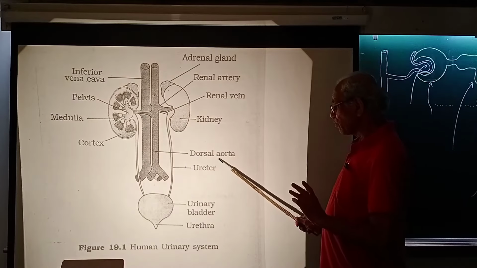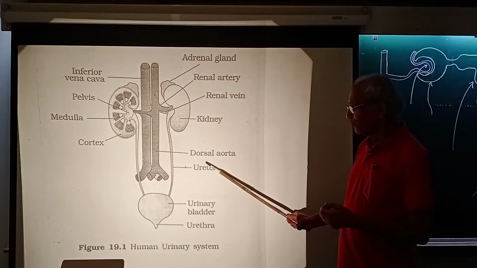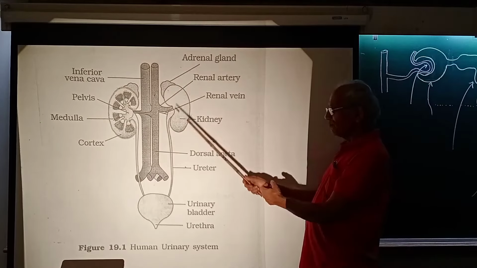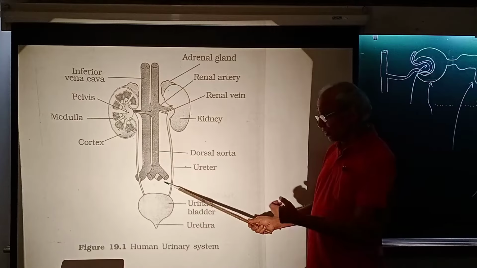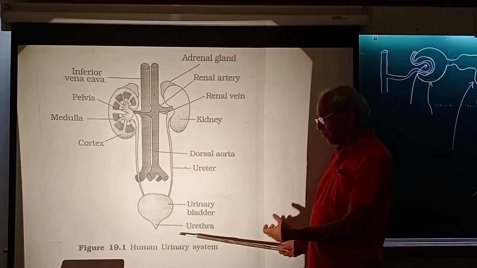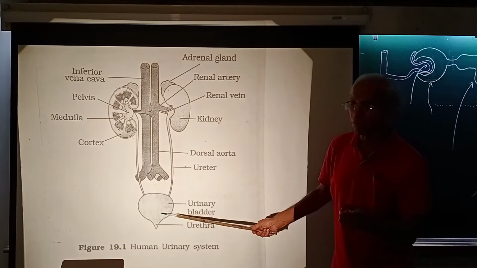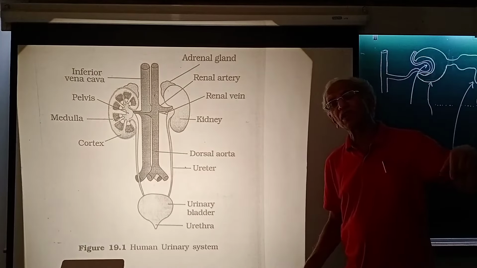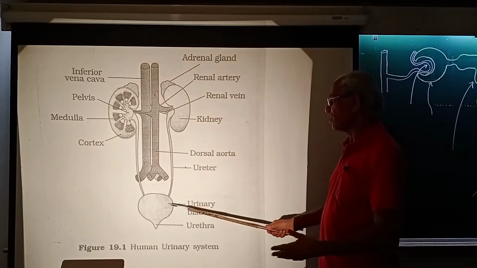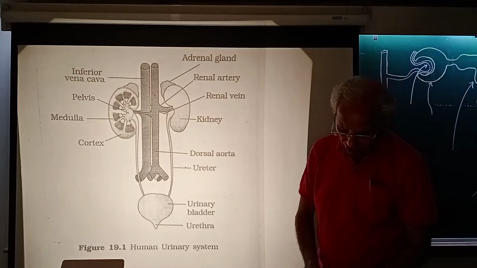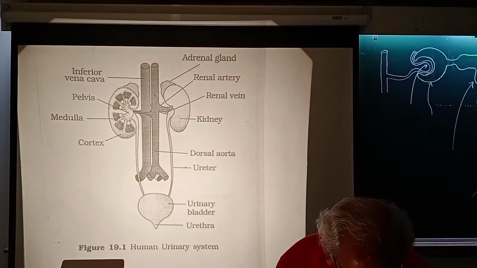Don't get confused between the ureter and urethra. Ureters are the tubes which bring urine from the kidney to the bladder. And what is the urethra? Urethra is a tube starting from the bladder and taking the urine out, away to the outside. So this is the general understanding. I think then we'll consider the internal structure of the kidney.